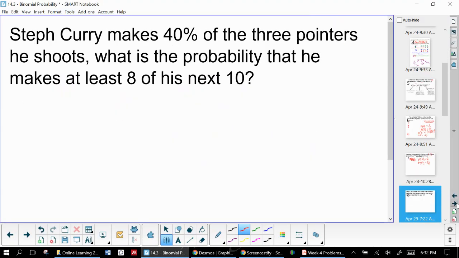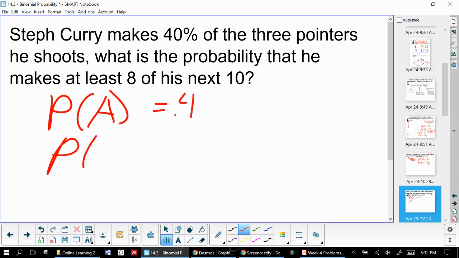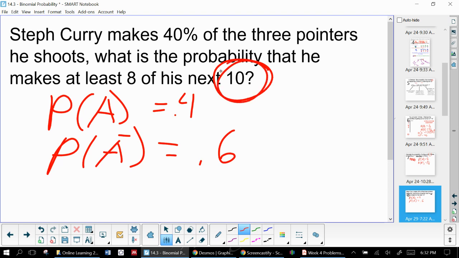Okay, a little bit more interesting here. Steph Curry makes 40% of the three-pointers he shoots. What is the probability that he makes at least 8 of his next 10? So again, our first question is, is this binomial? The answer there, yes. Either he makes it or he doesn't make it. No other options here. So our probability that he makes it is what we want, 40%, 0.4. Our probability that he doesn't make it, well, that one's going to be 0.6. And again, we're doing this 10 times.